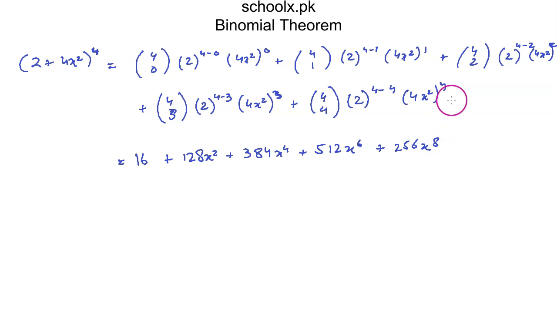plus 256x⁸, right? The exponent of x is 8 because 4 times 2 is 8, and x⁶ here because 3 times 2 is 6, because we had 4x² instead of x². Hence the exponents of x here are greater than 2. Okay?